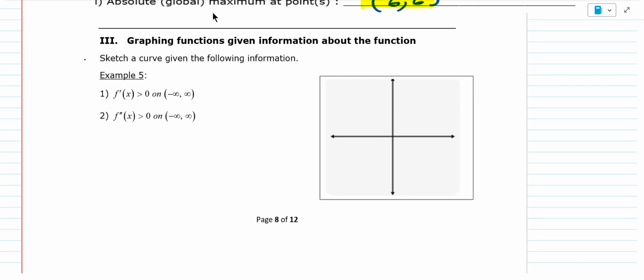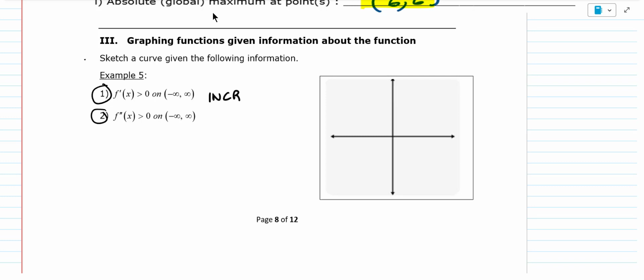So statement 1 says the first derivative is greater than 0. If the first derivative is greater than 0, what does that mean to you? Increases. Good. So let's write that down. So we know that this graph is always increasing. On negative infinity to infinity, this graph is always increasing. Okay?